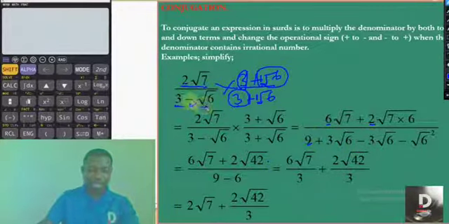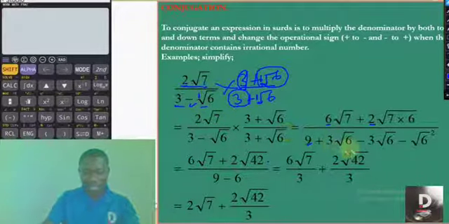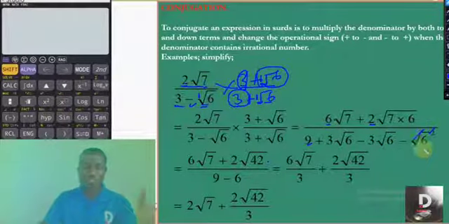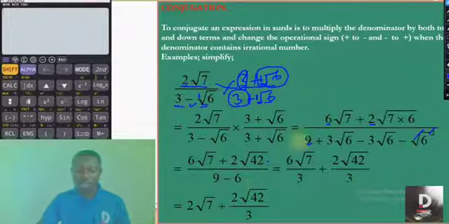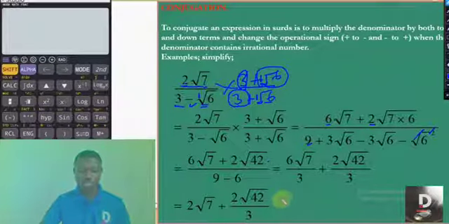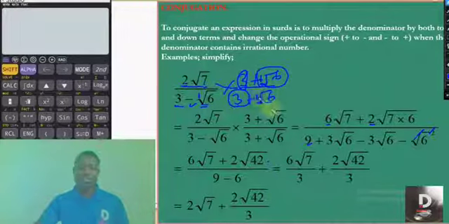Then this one, minus root 6 times 3. So 3 times invisible 1 here produces minus 3 root 6. Then minus root 6 times root 6 produces minus root 6 squared, which ends up with the square cancelling the root, giving you 6. After that, you simplify your answer and it brings you to this point. So manually, this is what we are going to generate. So it's more appropriate.